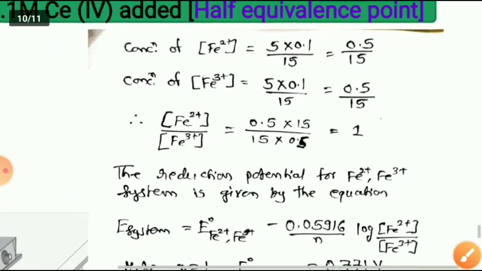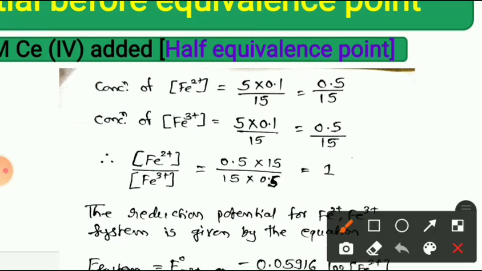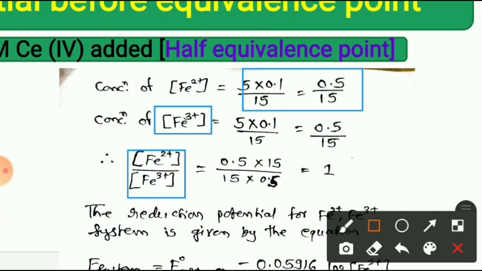For that, the concentration of Fe2+ after addition of the 5 ml of cerium-4 plus is 5 into 0.1 divided by 15, that becomes 0.5 divided by 15, and at the same time the concentration of Fe3+ also becomes 0.5 divided by 15. After taking the ratio of these two concentrations, we have the value 1.